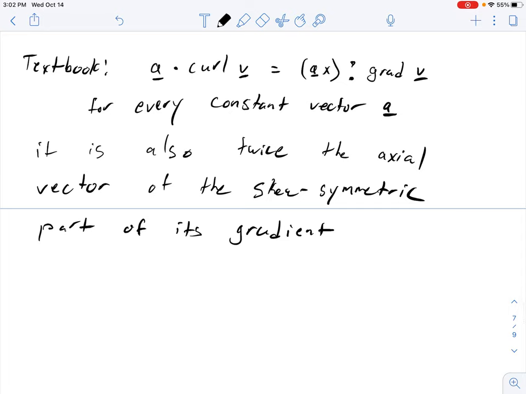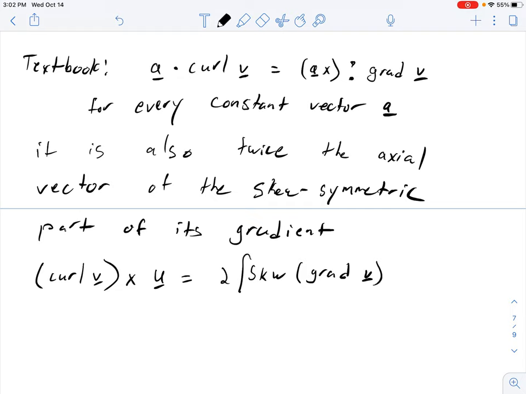So that is curl V cross U is equal to 2 skew grad V acting on U for all U.